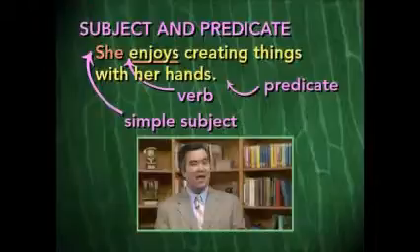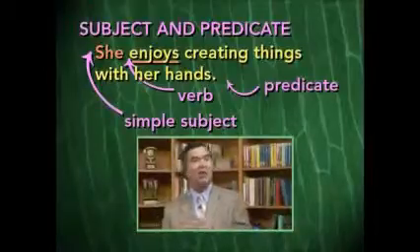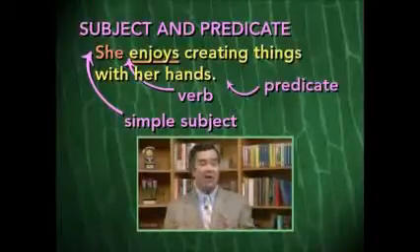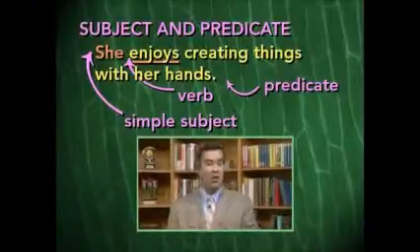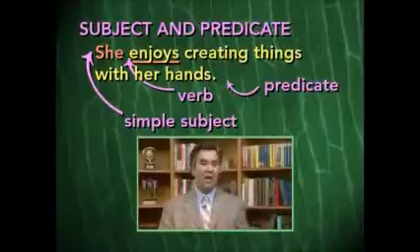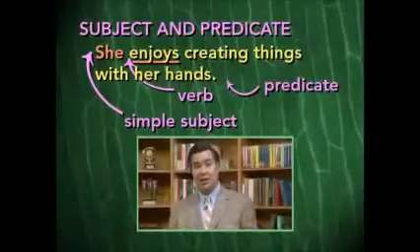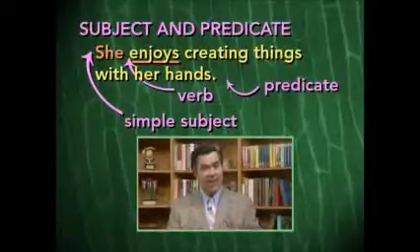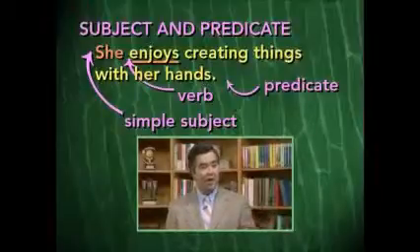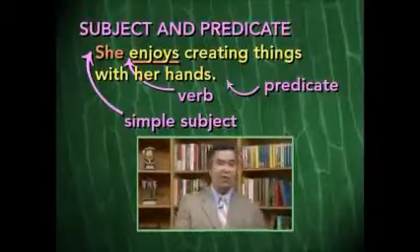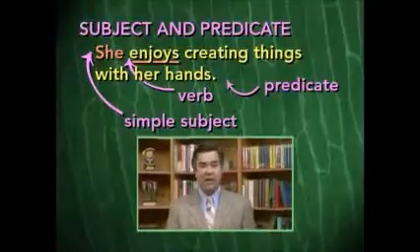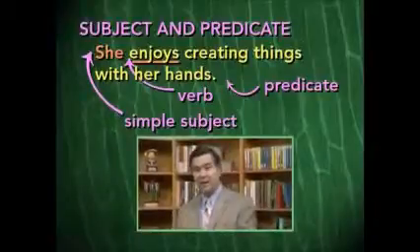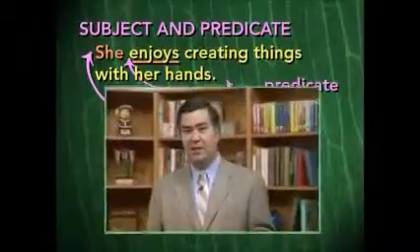She enjoys. And the other words in the predicate tell us more information about what she enjoys. She enjoys creating things. And how does she create them? With her hands. So all the other words in the predicate give us more information about exactly what the subject does. But enjoys is the most important word in the predicate. It's the verb. Again, the heart of this sentence is she enjoys. And the other words, the remaining words in the predicate, are there to give more information. In this particular sentence, then, we have a very short subject, and the rest of the sentence, the predicate, tells us what the subject does.